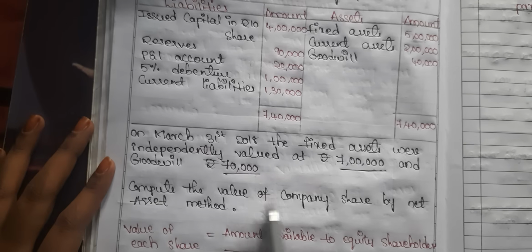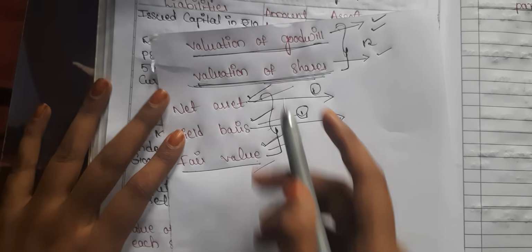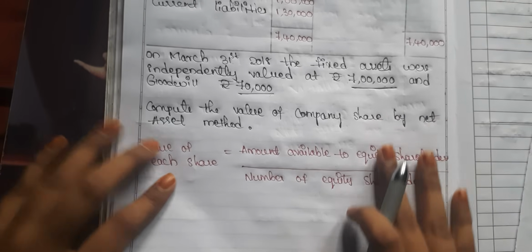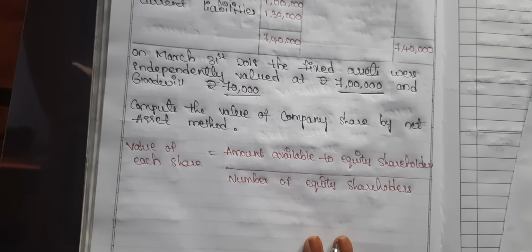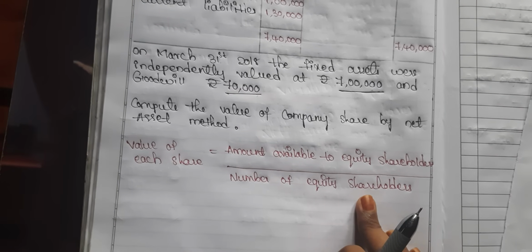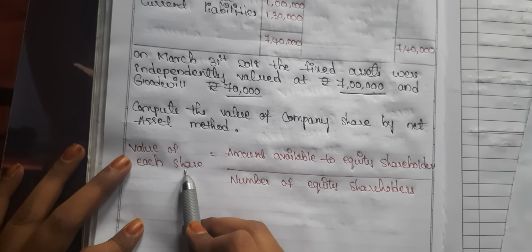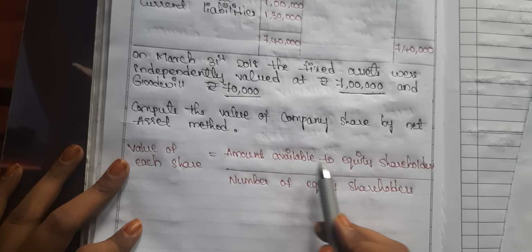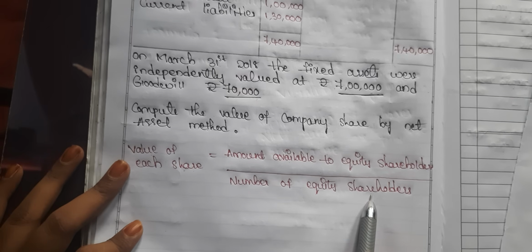Okay, so compute the value of company share by net asset method. Net asset method is what? It is your first method of valuation of shares. The net asset formula is really very easy. You just need to remember this formula. Easily you can do net asset. This formula is enough. Okay, what is the value of each share? Value of each share is equal to amount available to equity shareholders divided by number of equity shares.